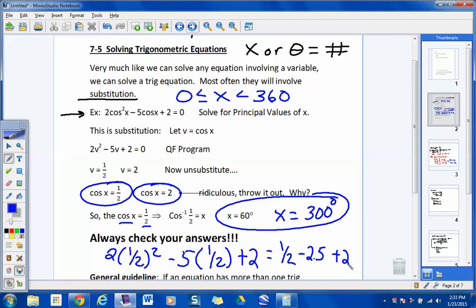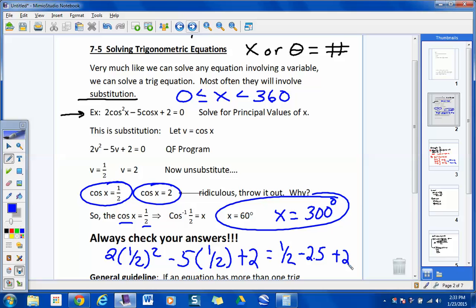Your job basically is to substitute, figure out what your values are that you're going to be equal to within a distance from -1 to +1. Once you figured out what that fraction is, find your angle that corresponds to it. You've got it. So let's try another one here.